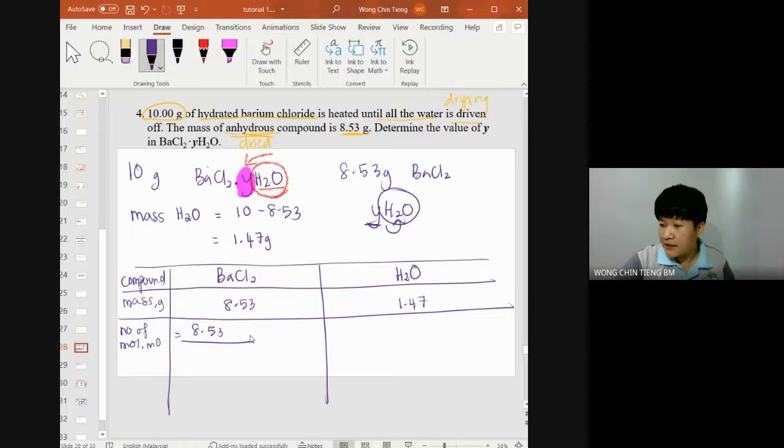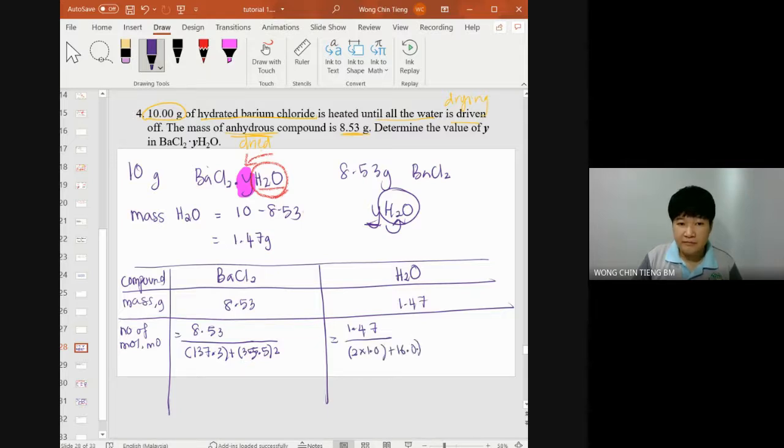And bila kamu bahagi dengan semua, your barium over there is 137.3, ada dalam table yang saya bagi. Chlorine, 35.5 times 2. Okay, over here, water 1.47 bahagi 18 basically. 2 times 1.0 plus 16. Okay. Tak ada masalah. Dapat number of mole.